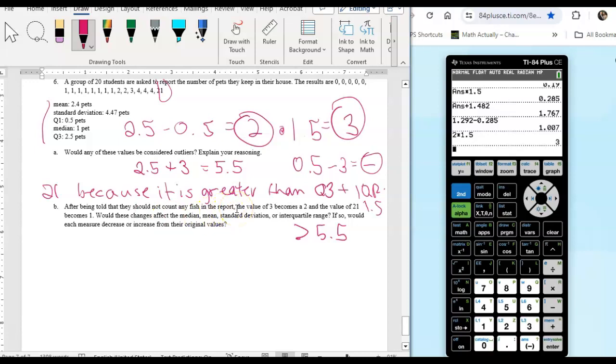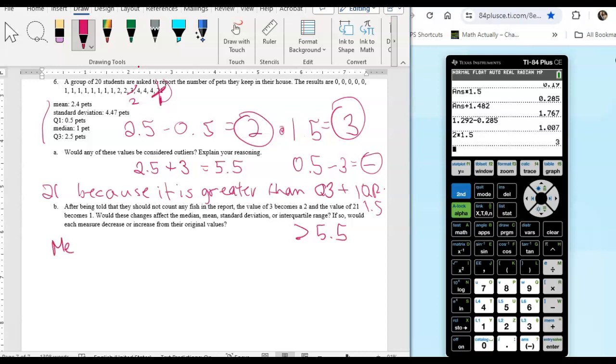After being told that they would not count any fish in the report, the value of 3 becomes a 2. All right, so this value becomes a 2. And the value of 21 becomes 1. So apparently this person had 20 fish, okay? And they counted all 20 fish as part of their pets. Would these changes affect the median, mean, standard deviation, or interquartile range? If so, would each measure decrease or increase from their original value?